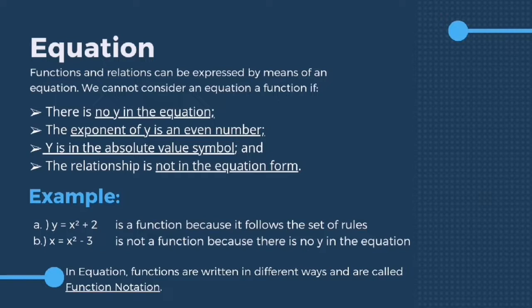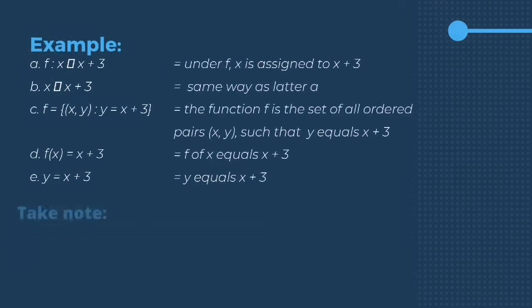Let us have another example. y equals x squared plus 2 is a function because it follows the set of rules, while x equals x squared minus 3 is not a function because there is no y in the equation. In equation, functions are written in different ways and are called function notation. Function notation can be written in the following ways.